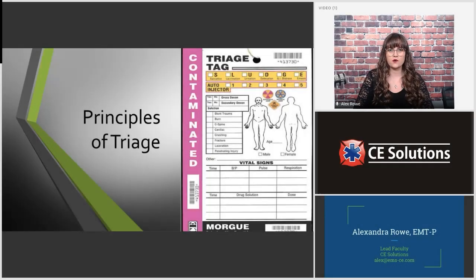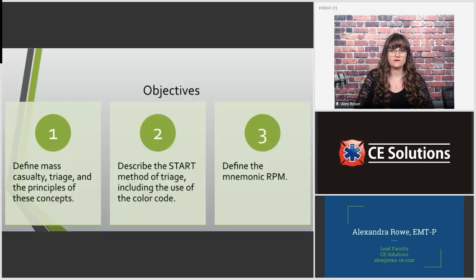First section we're going to go over today is principles of triage. Our objectives for this section, we're going to define mass casualty, triage, and the principles of these concepts. Then we will describe the START method of triage, including the use of the color code, and then define the mnemonic RPM.